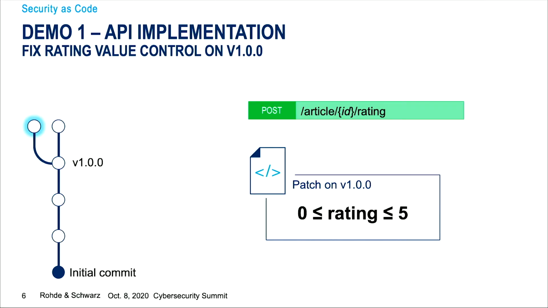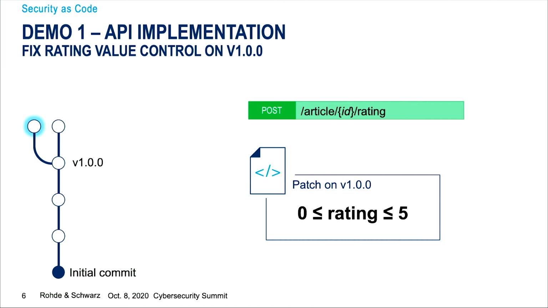For the next demonstration, we will take as an example a customer request to implement an API improvement in production. The customer always uses the version 1.0.0. The rating endpoint does not control received values. This version 1 does not include the last comment endpoint feature. We will write an add-on to control received rating values on an article.